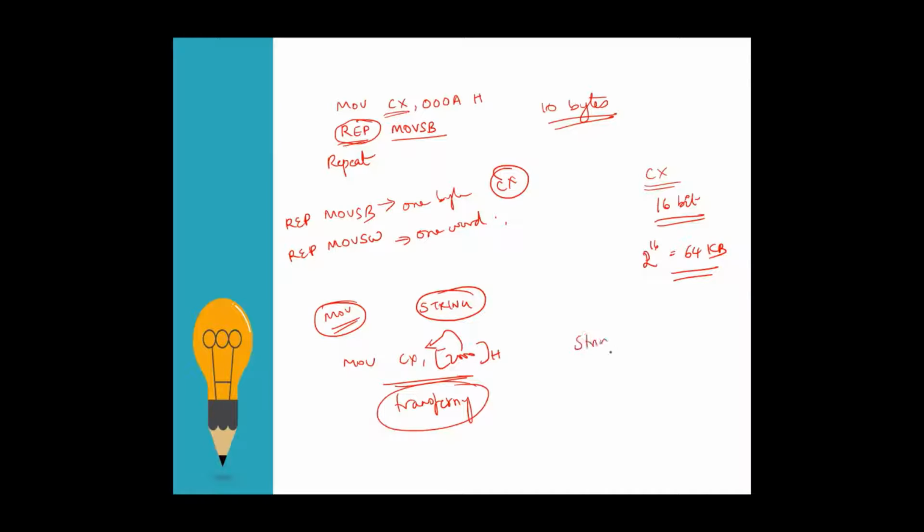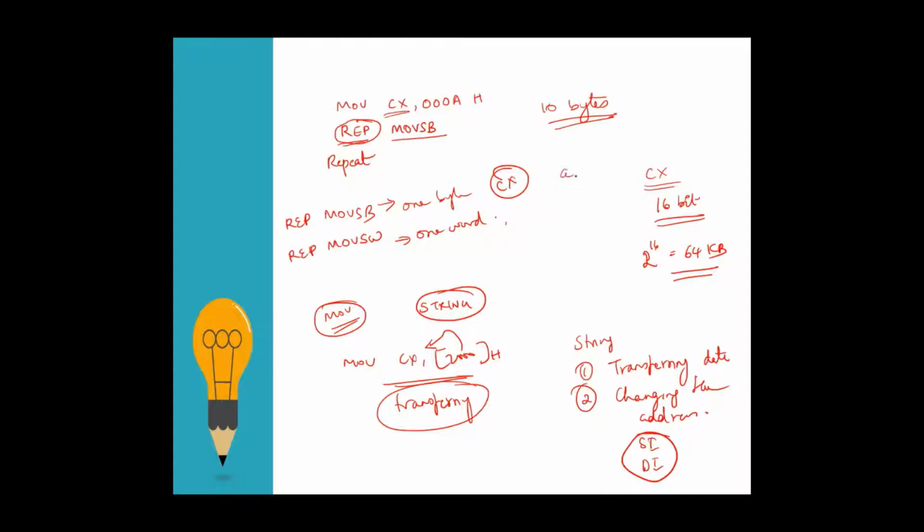But string instructions are doing two things. It is transferring data, that is obviously there. Another additional job that your string instruction is doing is changing the addresses. By default, it is incrementing SI and DI. So along with transferring the data, it is changing SI and DI.